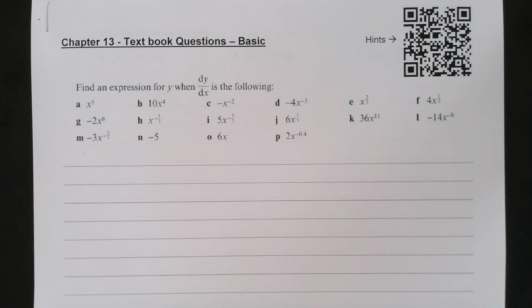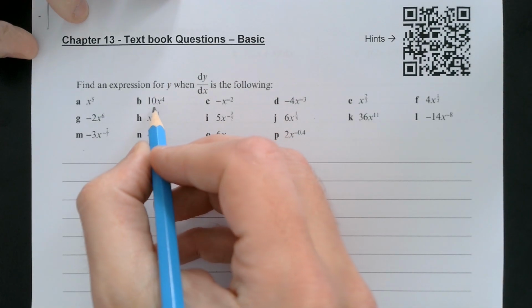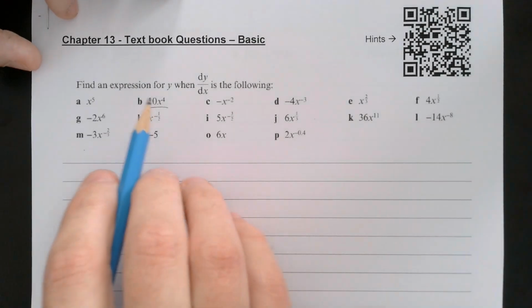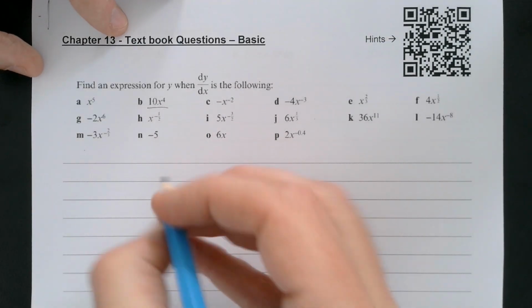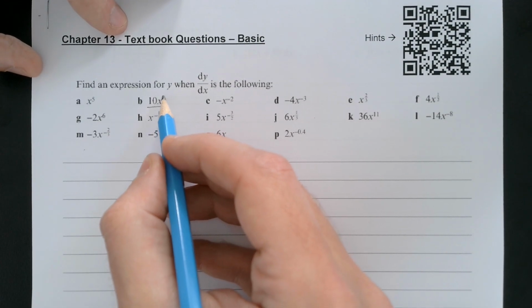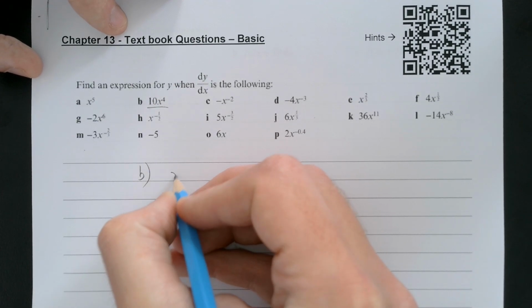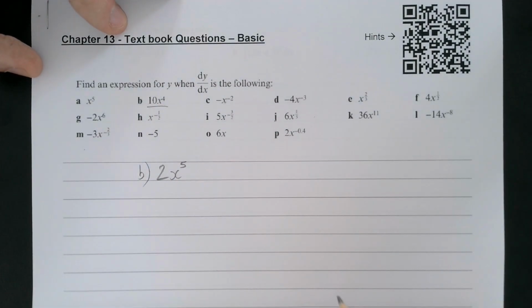Okay, let's have a look at some of these integration questions then. Starting off with a very basic integration method, which is if something is in this form, we have a number, an x, and then a power, you increase the power by 1, so that would become x to the power of 5, and then divide by the new power. So 10 divided by 5 is 2.